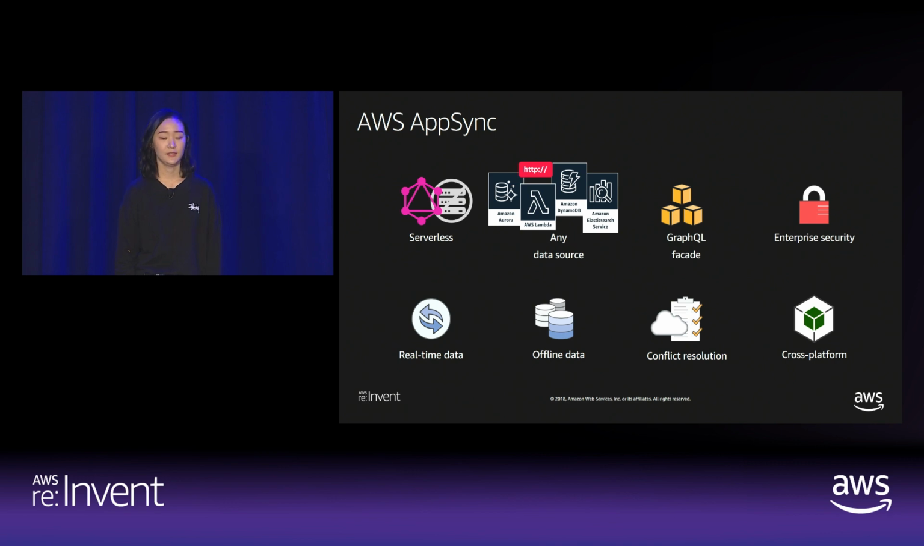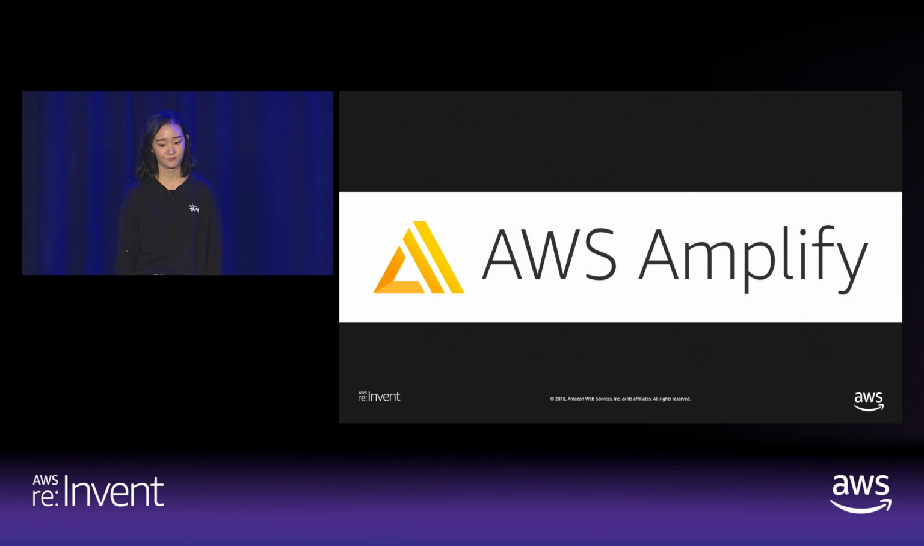Offline data usually leads to data conflicts, so AppSync also provides the ability to handle these conflicts both on the client and the server using multiple built-in and custom strategies. And all these capabilities are available to you through the AppSync SDKs for JavaScript, React Native, Android, and iOS.